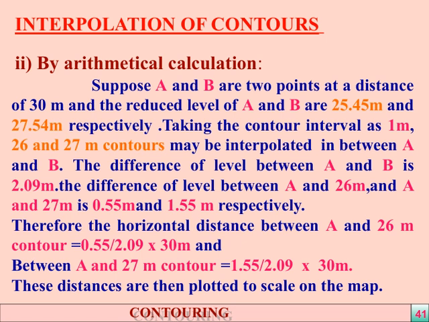Once we have these distances, we plot them to scale on the map, which helps us accurately represent the terrain's contours. This method, whether by proportional calculation or arithmetical calculation, allows us to interpolate contour lines precisely between known points, making our topographical maps much more detailed and useful.